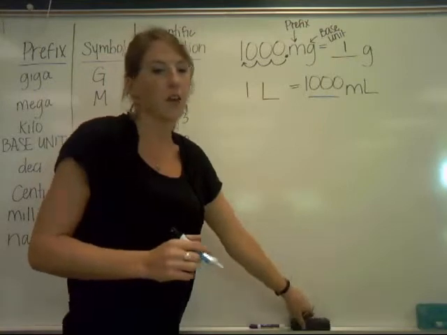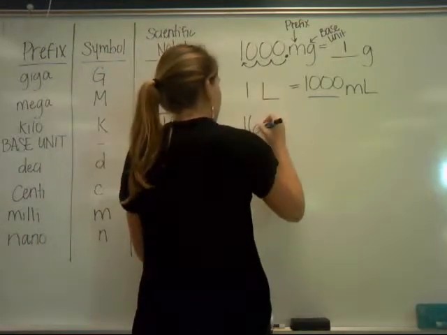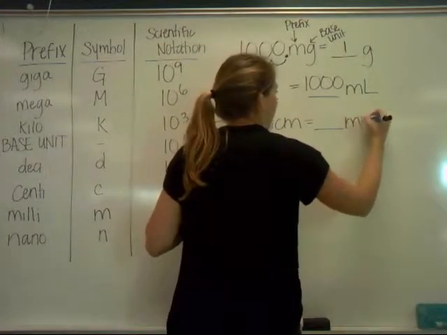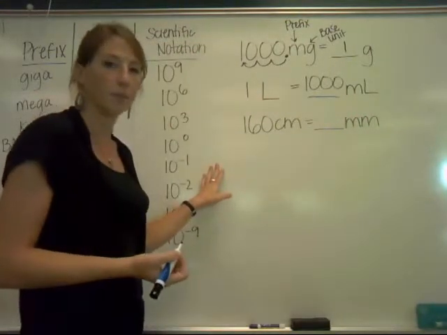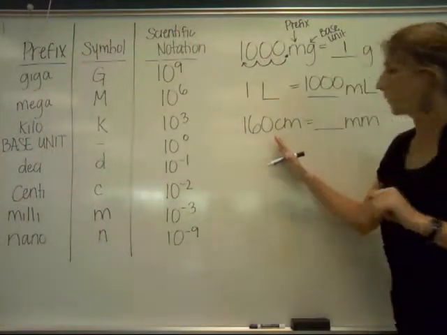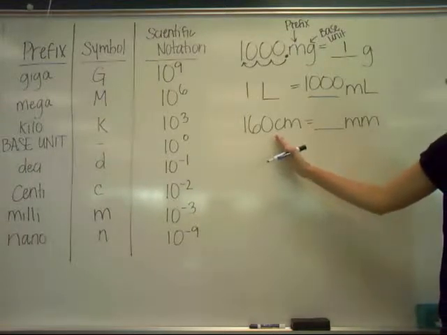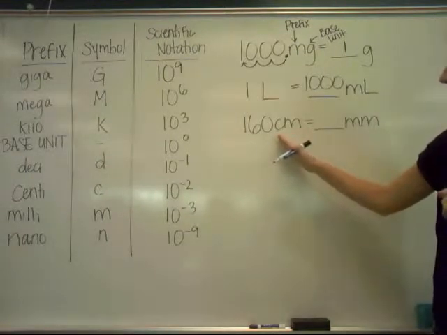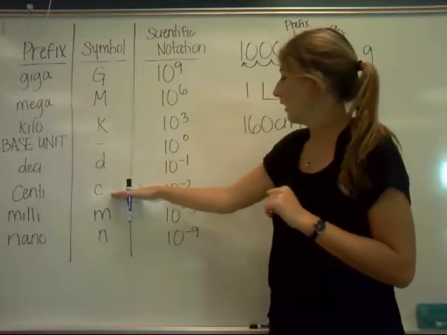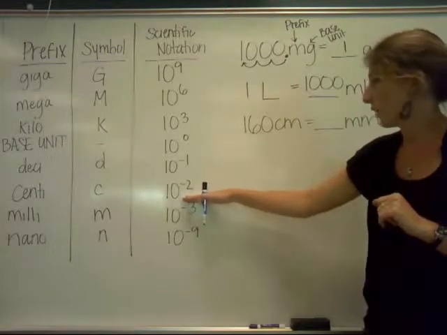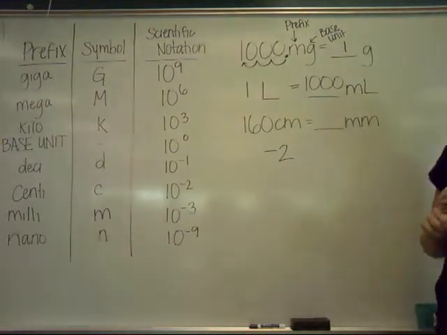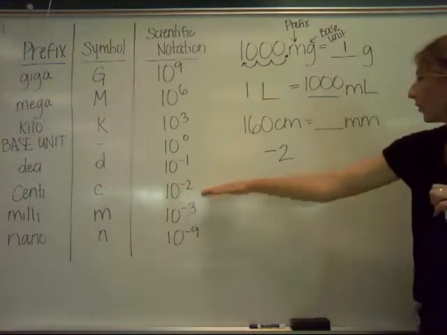So, if I was going from 160 centimeters, and I wanted to know how many millimeters that was, all I have to do is find my prefix. Okay? So my prefix for centimeters is c. That's the letter in front. I'm going to go over here. I'm going to look for c, centi. Then I'm going to find my scientific notation. Okay? I'm going to put -2 right there because that's what this tells me to do.